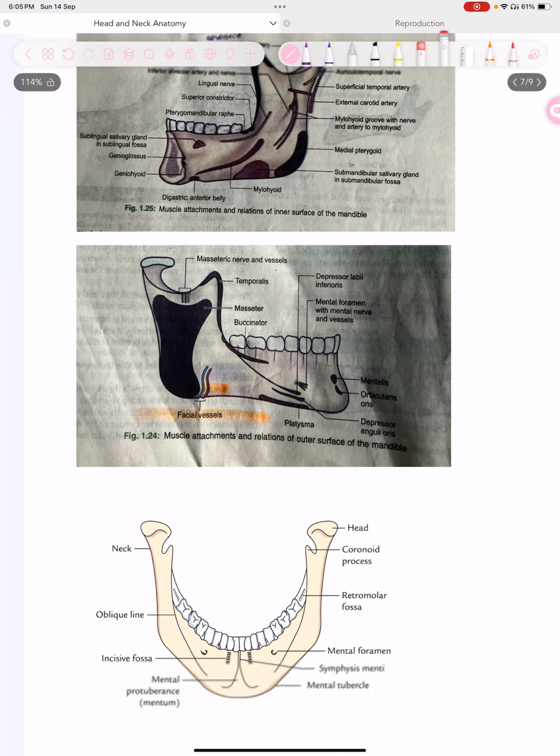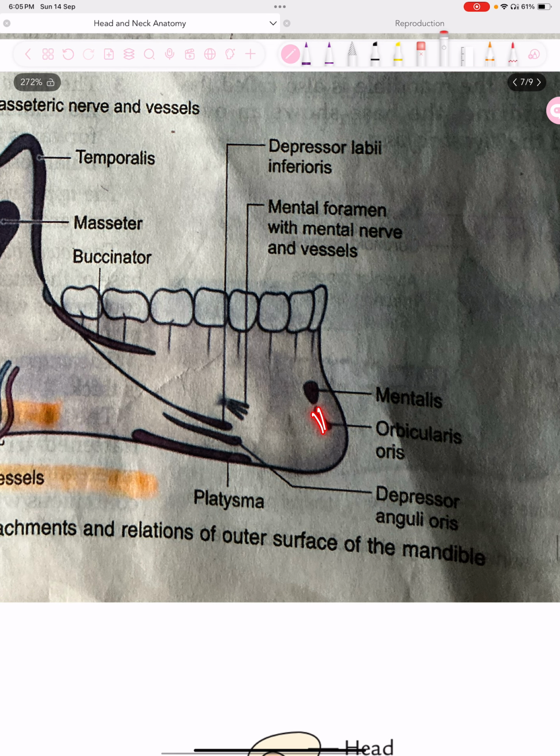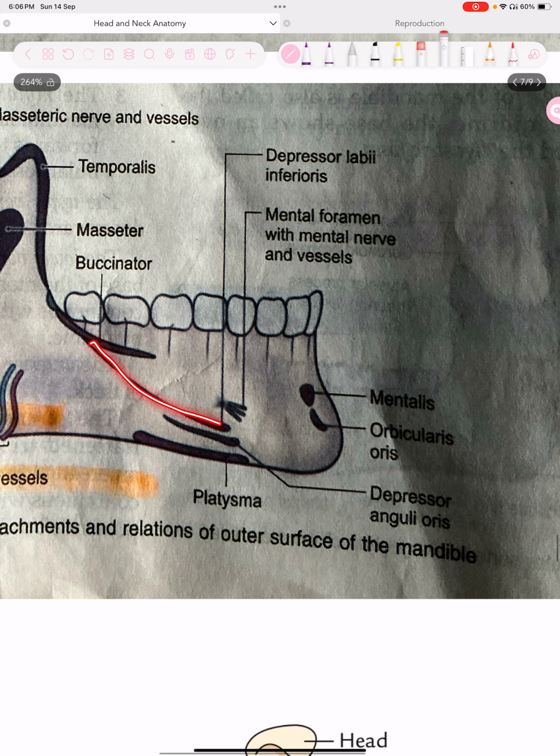Orbicularis oris is that muscle. If you look at the face, you'll see there's a circular muscle around the lips. So yes, it gives origin to the mental slips of the orbicularis oris and mentalis. What is this? Incisive fossa, right? And before that, what did we discuss? We discussed the oblique line, which gives origin to buccinator, depressor labii inferioris, and depressor anguli oris. Moving on.